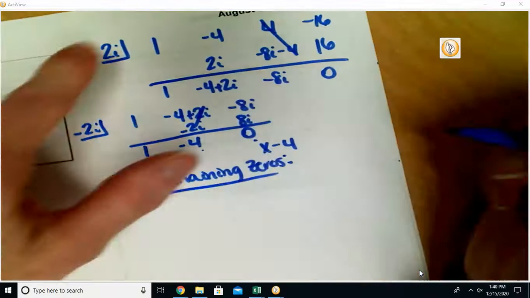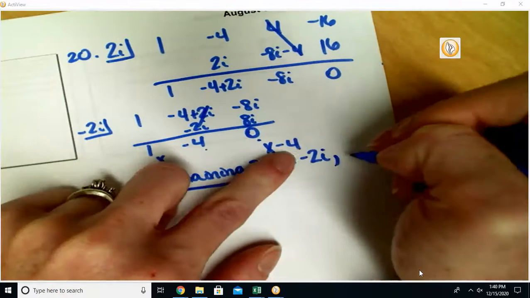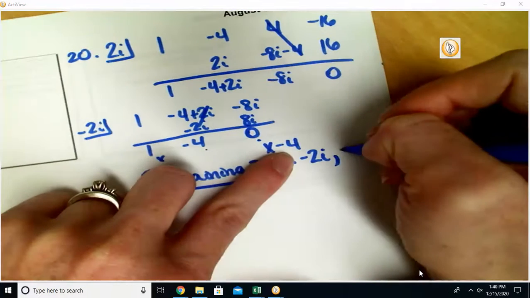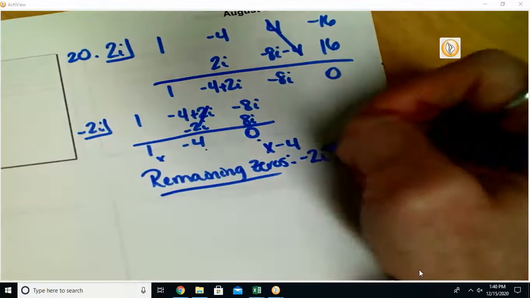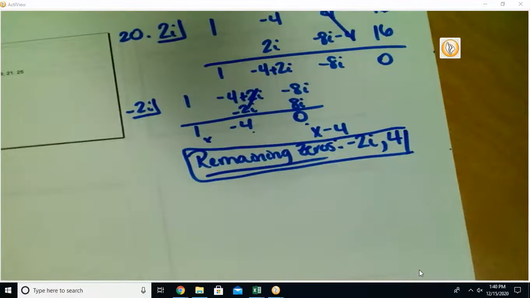Okay, so I gave you 2i, so the other zeros were the -2i, and what makes x minus 4 0? +4. Questions on that?